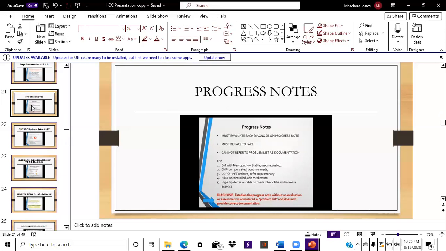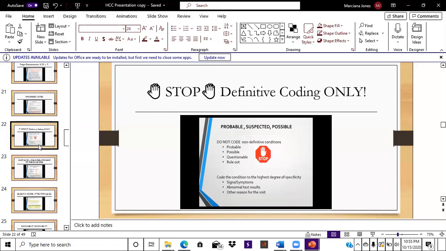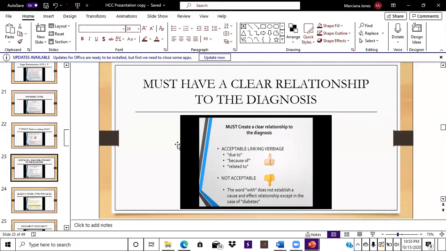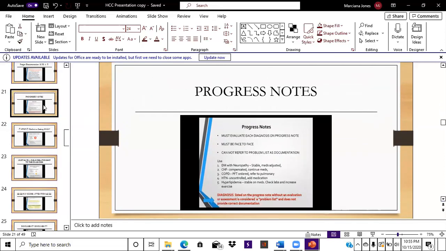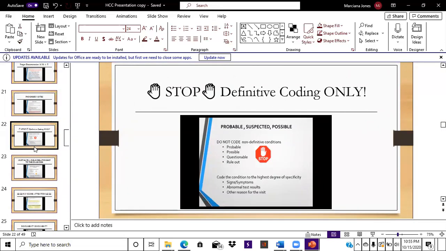So we're also going to do definitive coding only. Stop. In the name. Sorry. Okay, progress notes. Okay, we're here. So stop, definitive coding only.